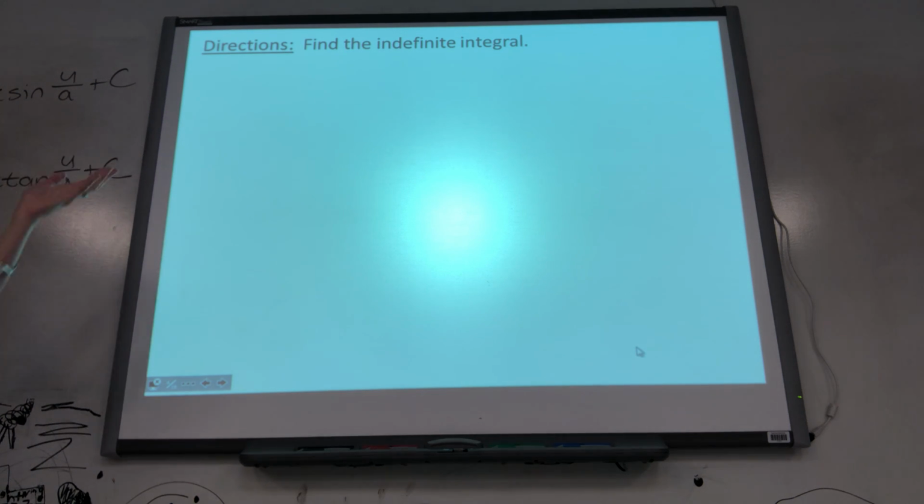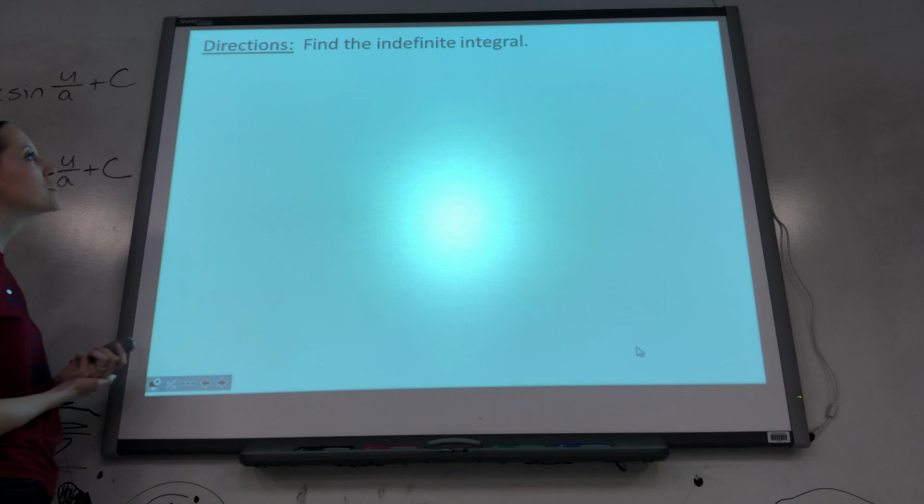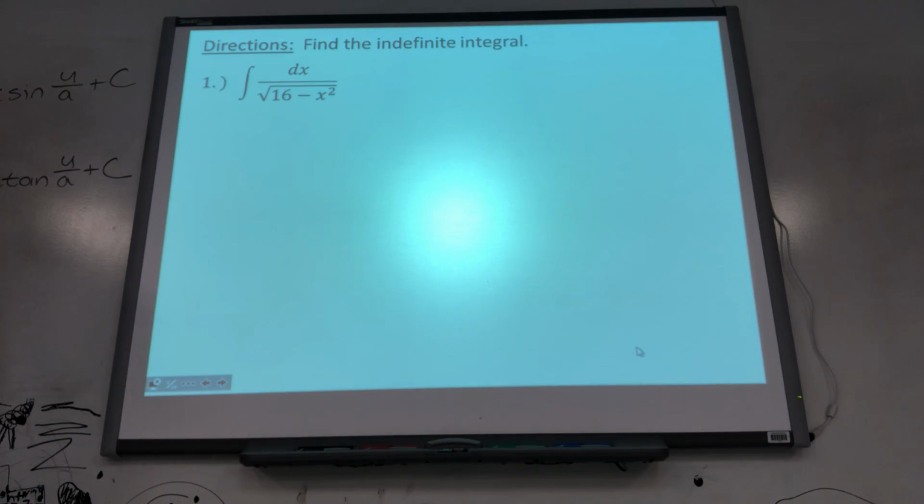Okay, so the directions still say to find the indefinite integral. And remember for the quiz on Monday, and really this is how the test will be too, it's not going to say in the directions to use an inverse trig function. It's going to be another one of those things where if you try something else and it doesn't work, think about your other options. So this is just a couple more options that we have to integrate. Now, since we're just learning it for the first time, it's pretty much all that we're going to be using in our lesson today.